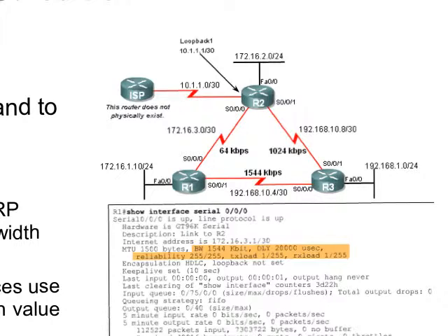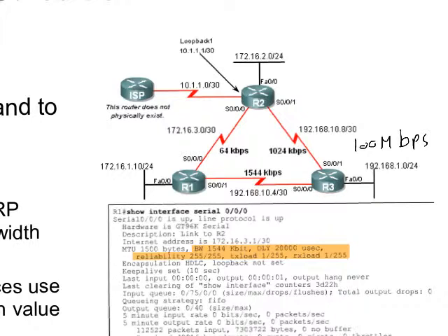As we said, we will consider only bandwidth and delay, right? So the bandwidth here is 1024 kilobits per second. And the bandwidth here, by default, is 10 megabits per second.